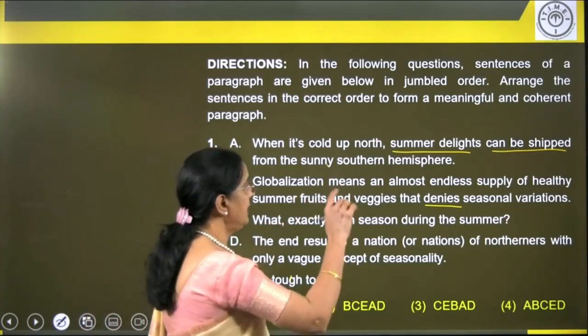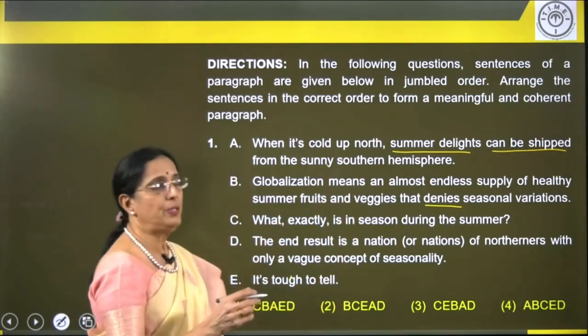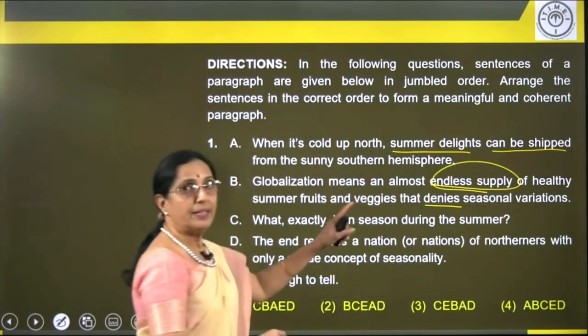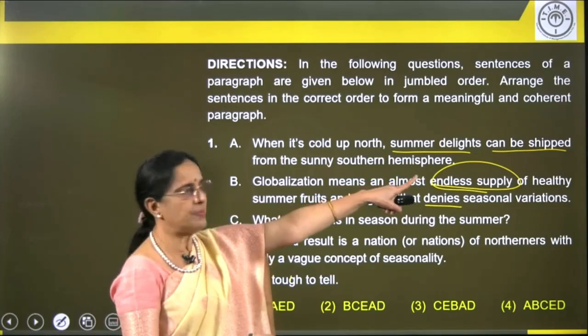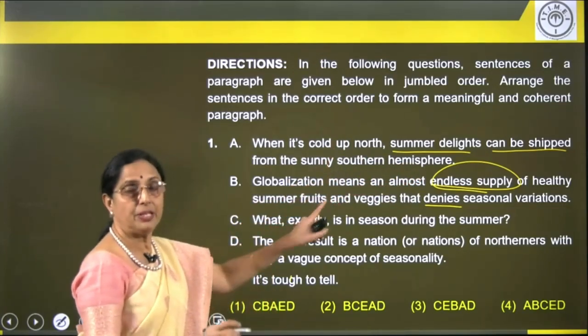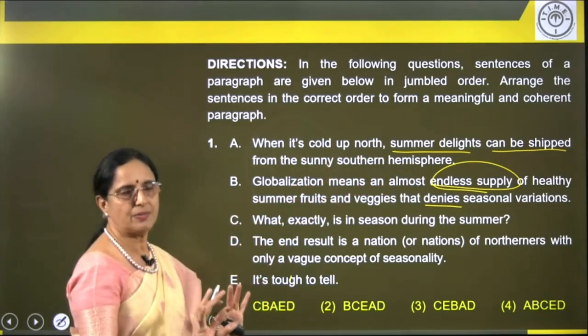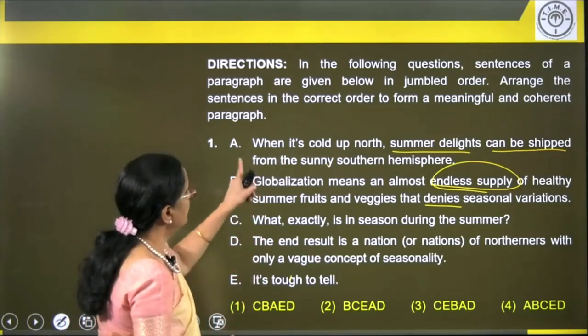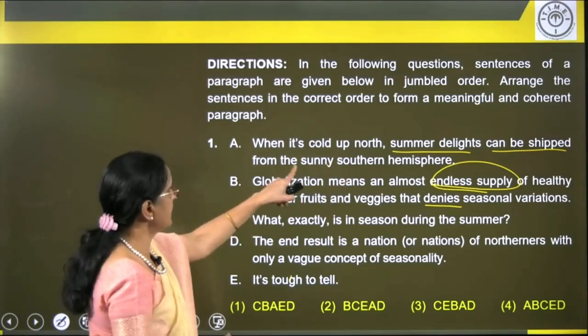Okay. And what is the connection between A and B? Do you find a connection? Endless supply and can be shipped. These two can be connected. We are only thinking of possibilities, please. We are not deciding. So, let us see what. When it is cold up north, summer delights can be shipped.